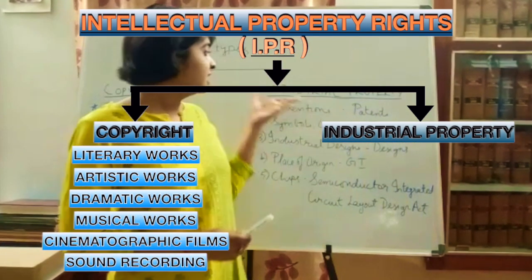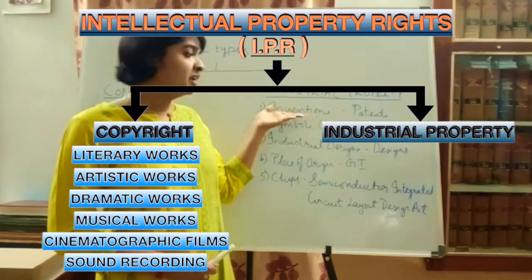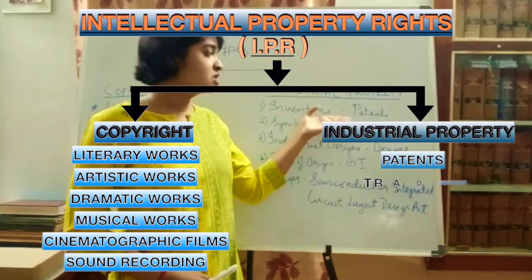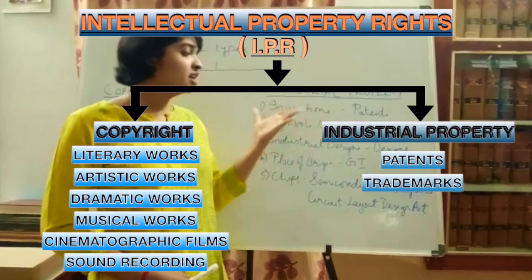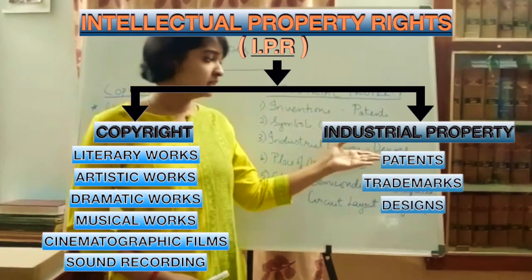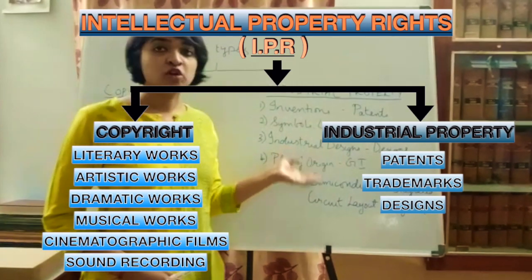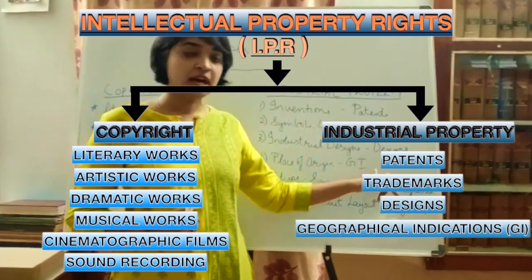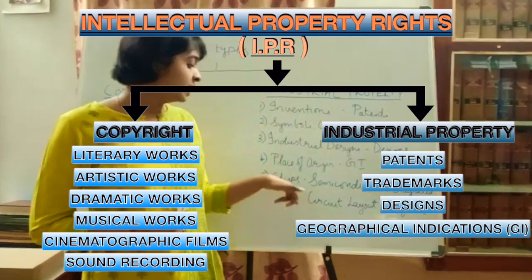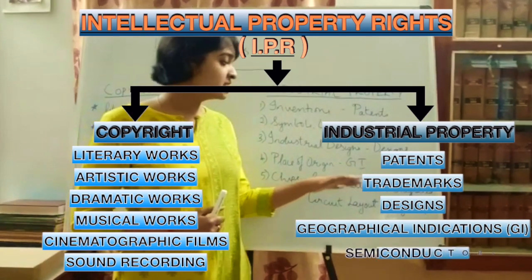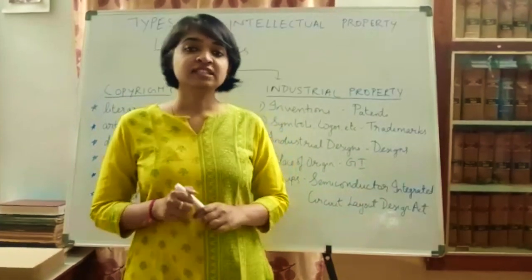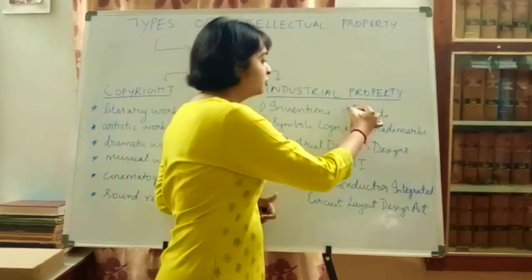Whereas under industrial property you have inventions which is protected under patents, you have symbols, logos and all those things which are protected under trademarks. Then you have industrial designs which is protected under Designs Act. Then place of origin, I mean any geographical area, that it comes under the ambit of GI. And next is chips, that is protected under Semiconductor Integrated Circuit Layout Design Act. So from my next class, I will be dealing with the aspect of patents.